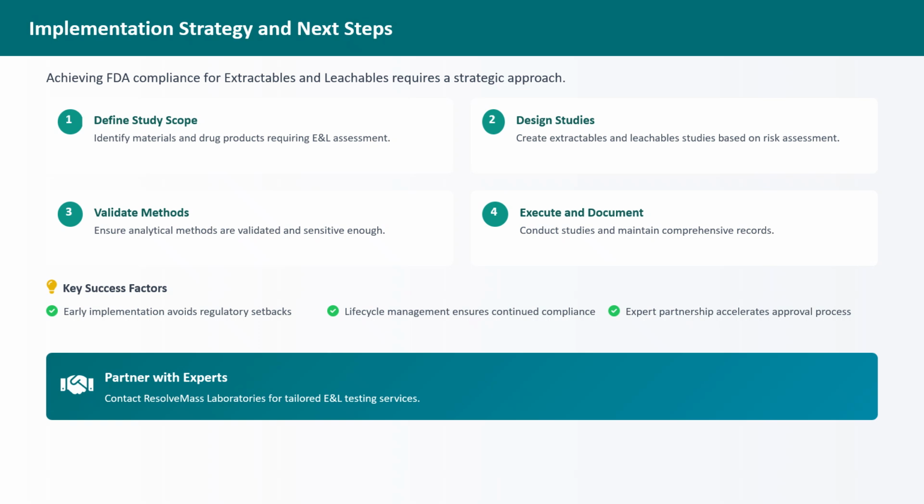Successful E&L programs start early and follow a structured strategy. First, define the study scope. Then, design risk-based extractables and leachables studies. Validate analytical methods and document everything thoroughly. Early implementation avoids regulatory setbacks. Lifecycle management ensures long-term compliance. And expert partnerships help accelerate approvals. Ultimately, extractables and leachables studies protect patients, strengthen regulatory confidence, and support sustainable product success.